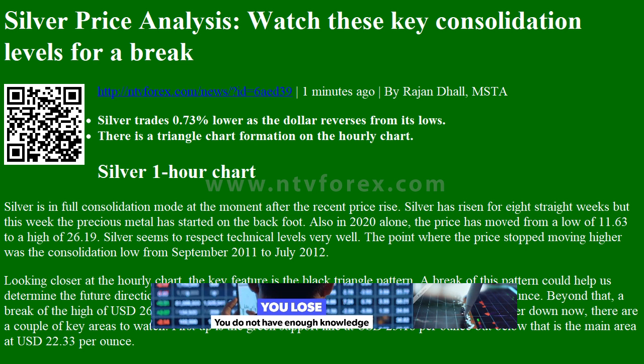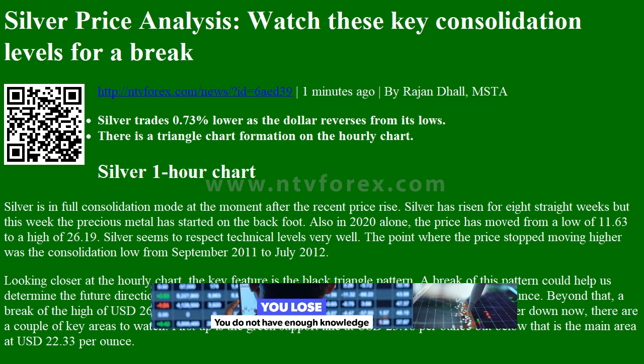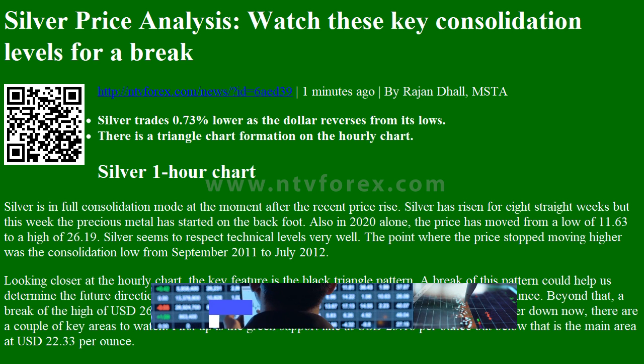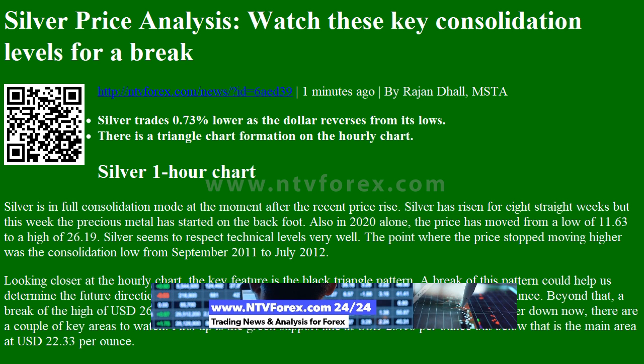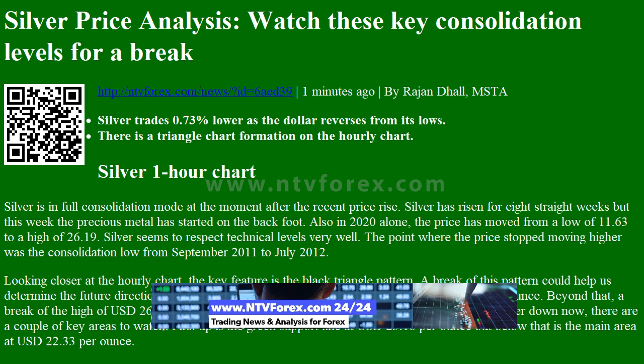www.ntvforex.com. Silver price analysis. Watch these key consolidation levels for a break. http://ntvforex.com news ID 6AED39. 1 minute ago. By Rajan Dal, MSTA. Silver trades 0.73% lower as the dollar reverses from its lows. There is a triangle chart formation on the hourly chart.